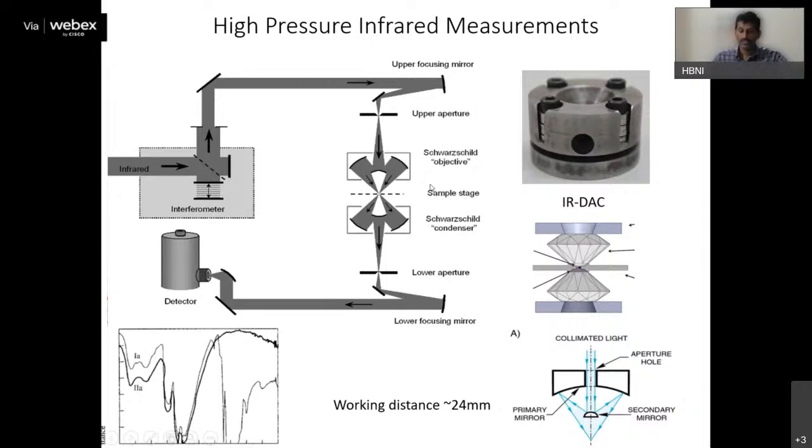And apart from this, we learned in the first lecture that you have to select a particular diamond which doesn't have absorption in the desired energy range. So one has to use a pure diamond. If there is a nitrogen impurity, it gives a strong absorption in the mid IR region. So one needs to use a pure type 2A diamond for infrared measurements. And as I mentioned, the working distance is very small, so the DAC also should be very compact.